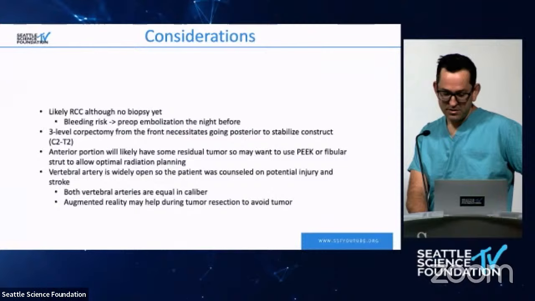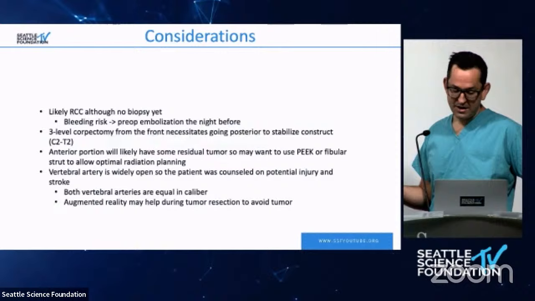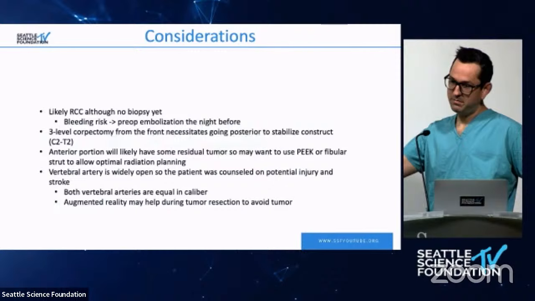So as far as considerations of renal cell carcinoma, it's probably going to bleed pretty significantly. So pre-op embolization is one thing that we talked about doing, which is definitely something we have done at Penn State. Anterior column reconstruction with a multi-level corpectomy and try to do as much gross total resection as you can of the tumor. Although there may be still some areas that are difficult to get to, which will probably have to be followed with radiation.